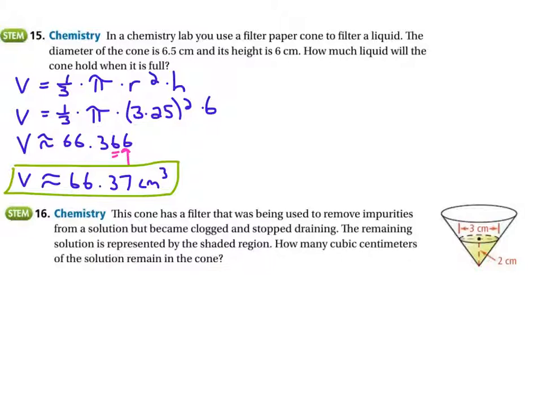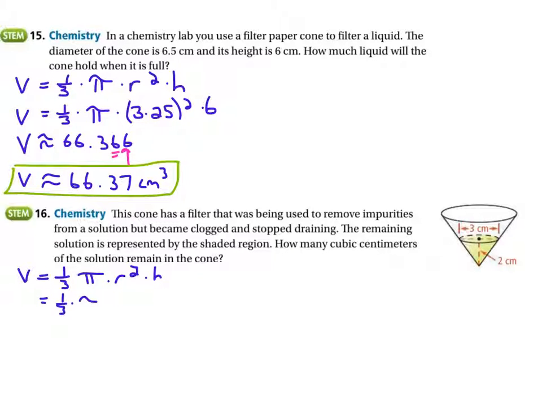Okay, let's keep going. Now, since we're finding volume again, we're going to use that same formula we used at the top. This cone has a filter that was being used to remove impurities from a solution, but became clogged and stopped draining. The remaining solution is represented by the shaded region. It's got a height of 2 and a diameter of 3. How many cubic centimeters of the solution remain in the cone? So we'll write that same formula. Volume is equal to 1/3 of the base, pi times the radius squared, times the height.